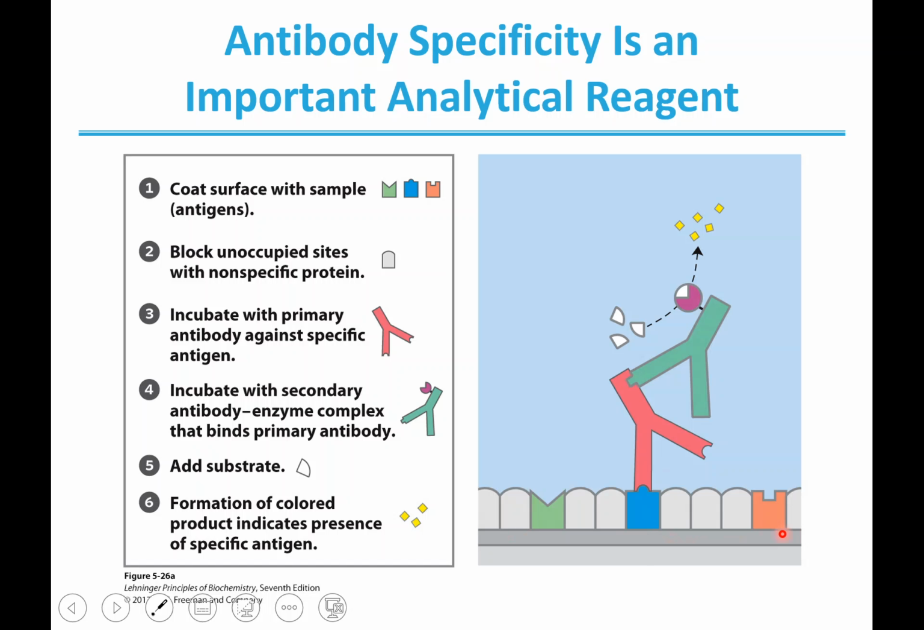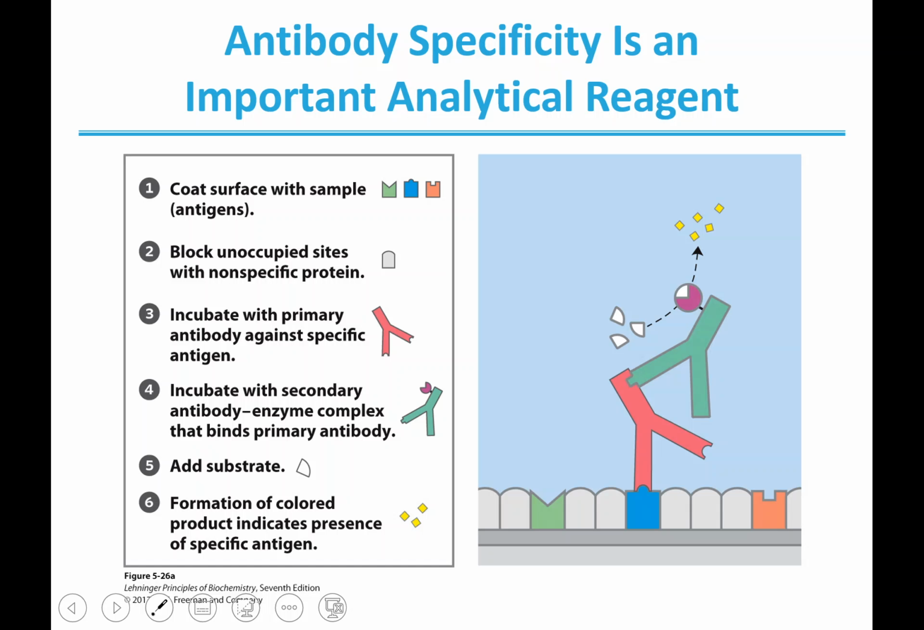So you can think of this gray area down here as a membrane, and the proteins get stuck to the surface of that membrane. Then all the other sites that don't have proteins on them, you block with a non-specific protein. How you do that is you soak your membrane in milk, so the milk proteins will stick to any open slot in your membrane. Then you put what's known as a primary antibody on your membrane.